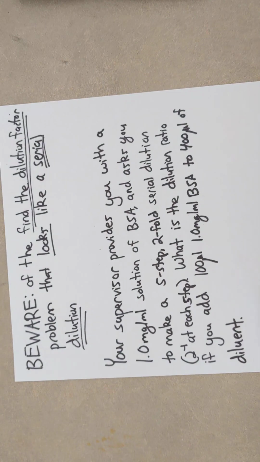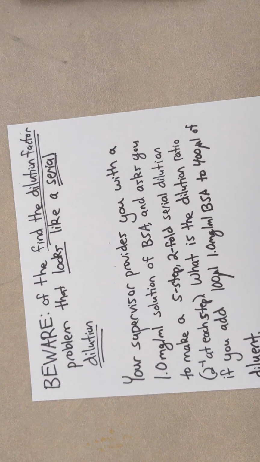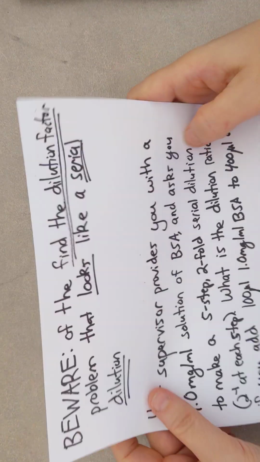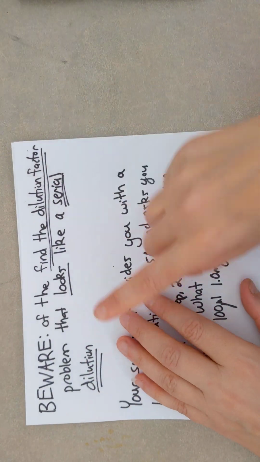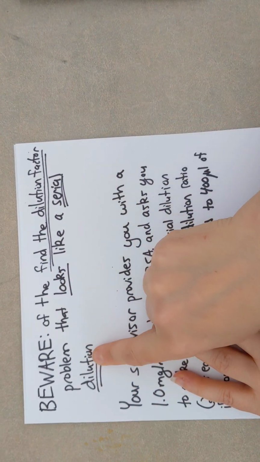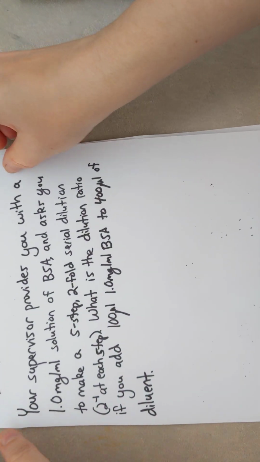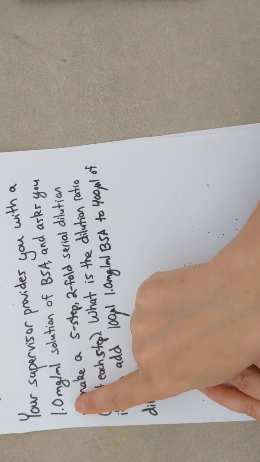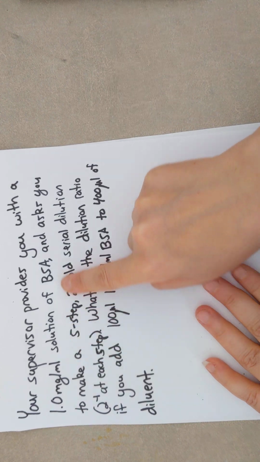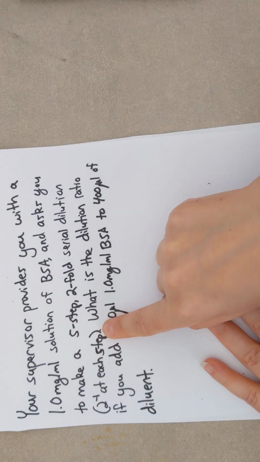Now, let's talk about problems to beware of. Please beware of finding the dilution factor that just looks like a serial dilution. Here's what I mean. Your supervisor provides you with a 1 milligram per milliliter solution of BSA and asks you to make a 5-step twofold serial dilution, 2 to the negative 1 at each step.